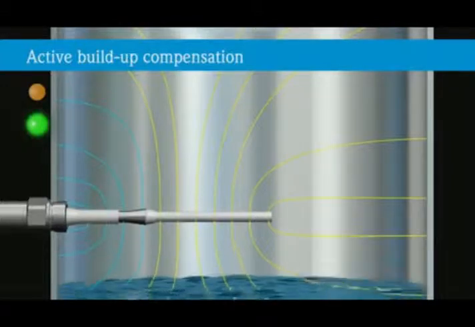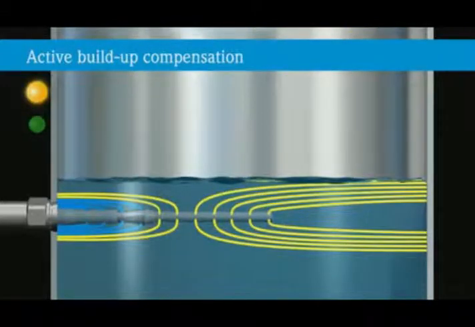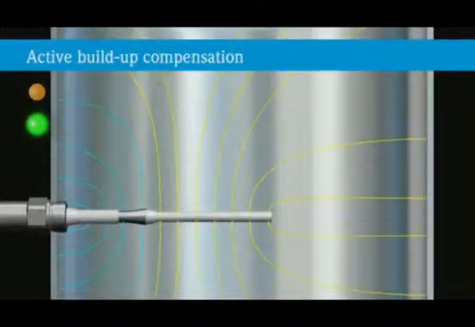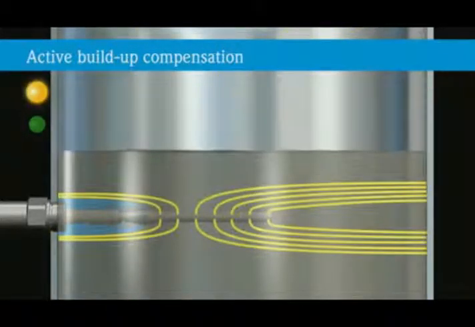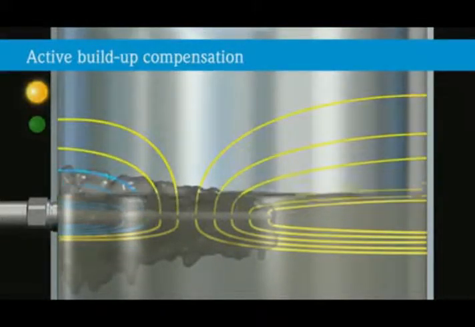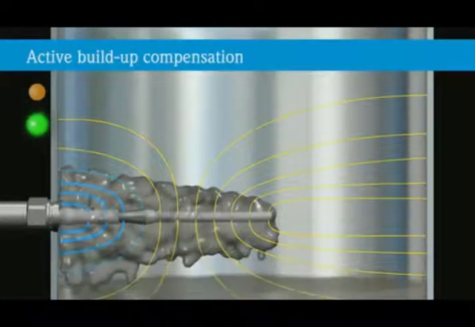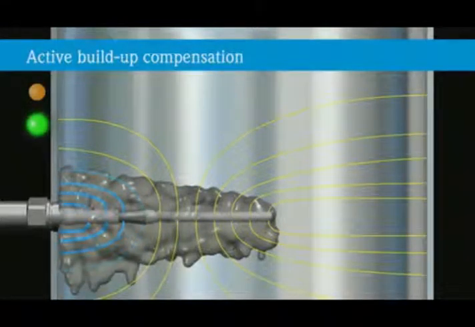The shielding effect of the active buildup compensation prevents a direct current flow along the probe electrode to the tank wall. Therefore, the current of the probe does not flow in the area of the buildup, but only in the area of the actual cover. This principle enables the probe to measure reliably, even in spite of strong conductive buildup.